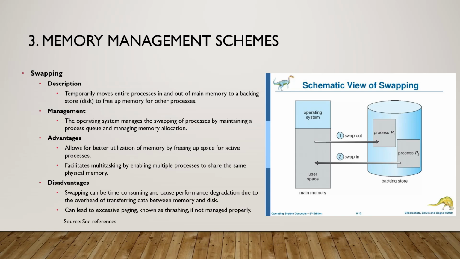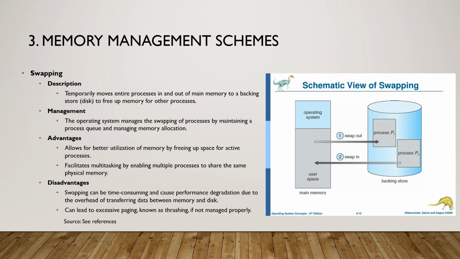And finally, we have swapping. Swapping temporarily moves an entire process in and out of main memory to a backing store to free up memory for other processes. In terms of management, the operating system manages the swapping of processes by maintaining a process queue and managing memory allocation. The advantages: swapping allows for better utilization of memory by freeing up space for active processes.